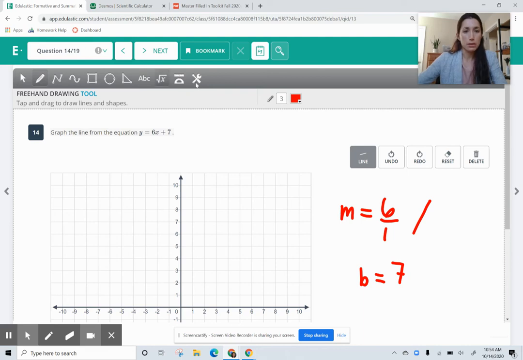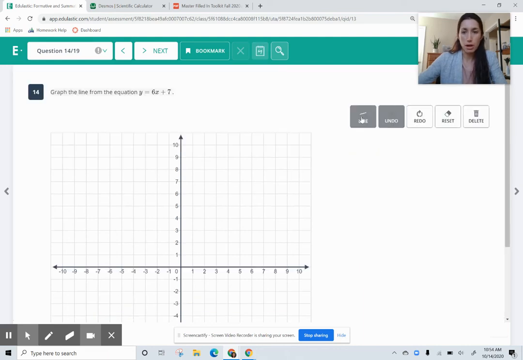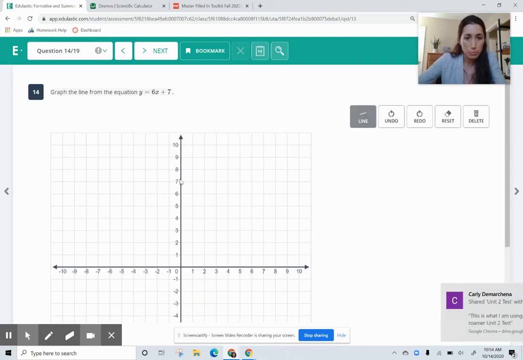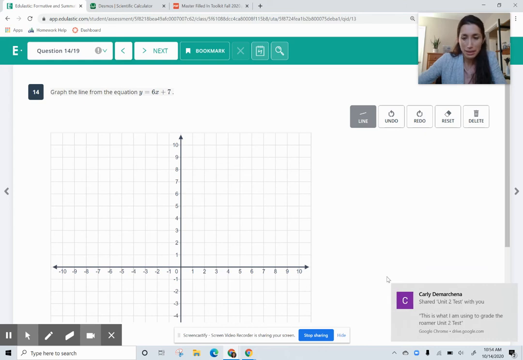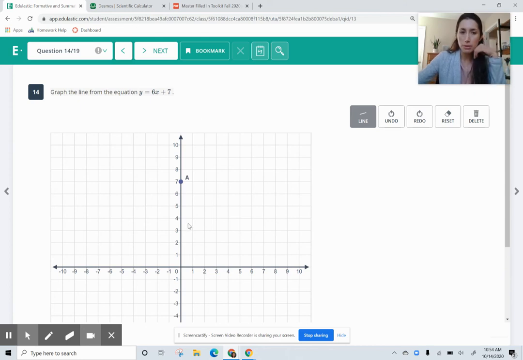Okay, so we'll go ahead and graph that. Let's put our line in. We put our first point at 7. And then if I want to go up 6 to the right, I can't. I'm going to go off the graph. So the opposite of up and right would be down and left. So I'm going to go down 1, 2, 3, 4, 5, 6, and left 1. And there we've got our line, y equals 6x plus 7.